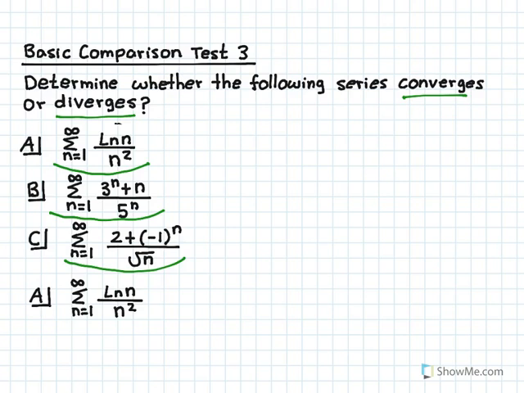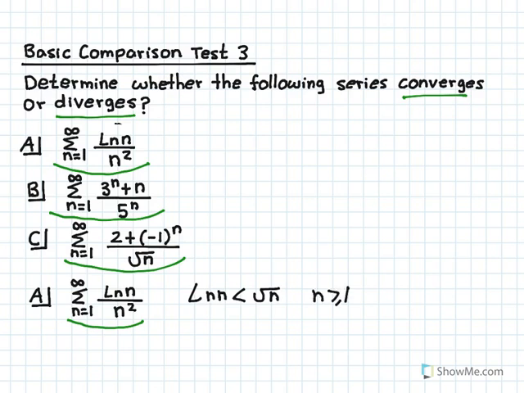Let's look at part A first. We have summation n equals 1 to infinity log n divided by n squared. We know that log n is less than root n for n larger or equal to 1. How do we know that?